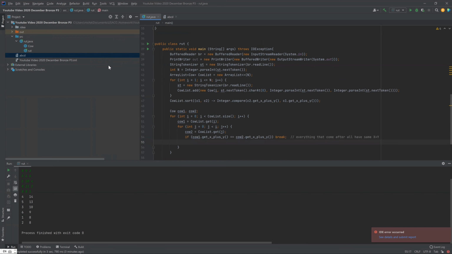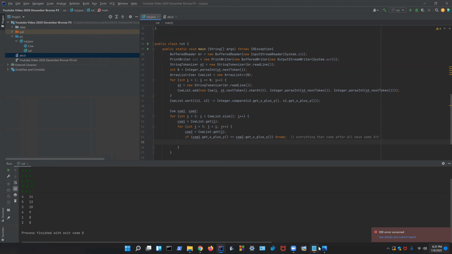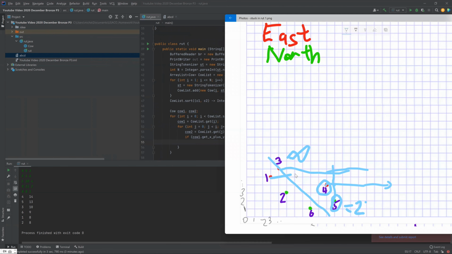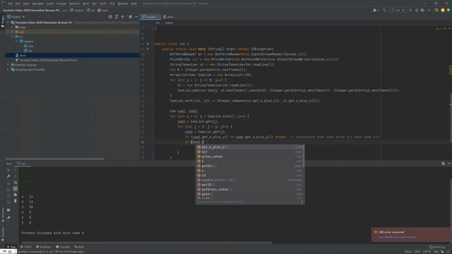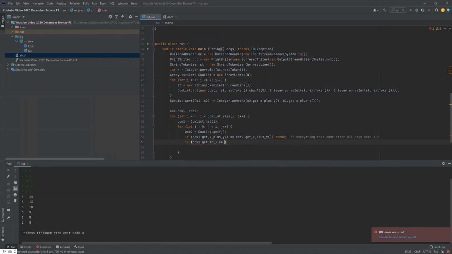Okay. Now, if two cows have the same direction, right? If two cows go in the same direction, they will never intersect. They will only intersect if they have different directions, right? So now, if cow1.getDirection is equal to cow2.getDirection, then break. Actually, continue. We're on to check the next cow, right? If they have the same direction.